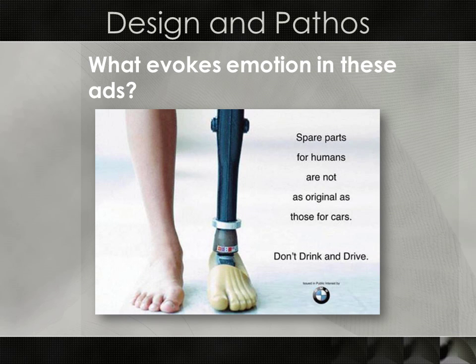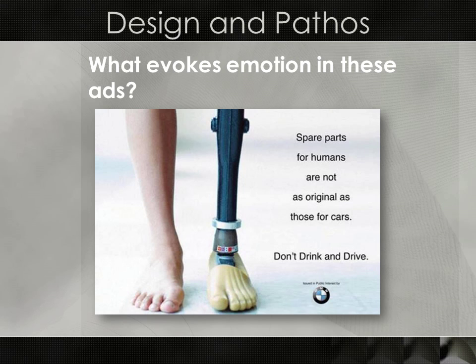Okay, we did some work with ethos. Let's take a look at emotional appeals, which are so integral to visual design. Once again, we have an ad layout that is landscape-oriented, and we naturally want to read it left to right. But where does your eye go first? Does it go to the text? Does it go to the blue prosthetic leg and foot?